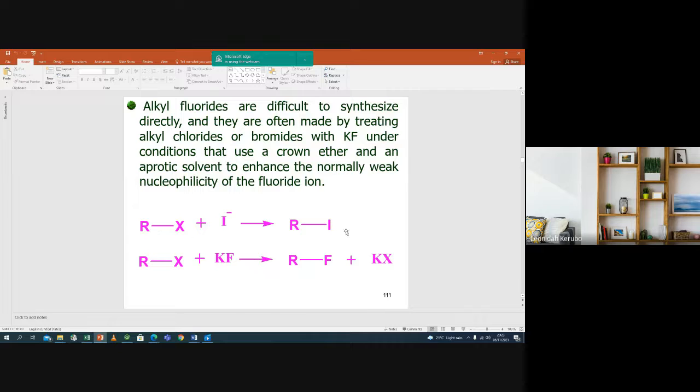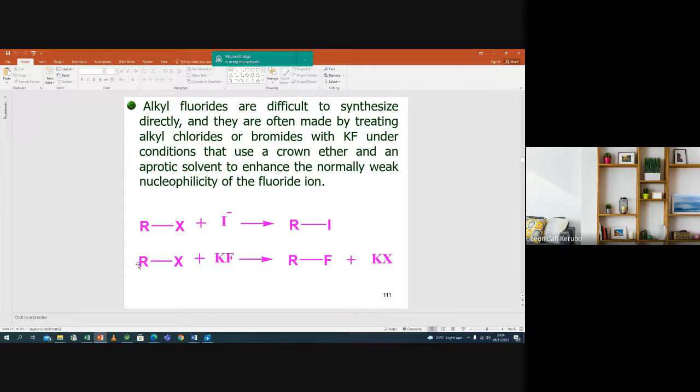So this is a general reaction on how halogen exchange reactions take place to synthesize alkyl iodides and also alkyl fluorides, which are harder to synthesize as compared to the alkyl chlorides and alkyl bromides. So you have the alkyl chloride or alkyl bromide as the substrate, reacting with the iodide as the nucleophile, and of course the bromide or the chloride will be displaced by the iodide ion to form the alkyl iodide.